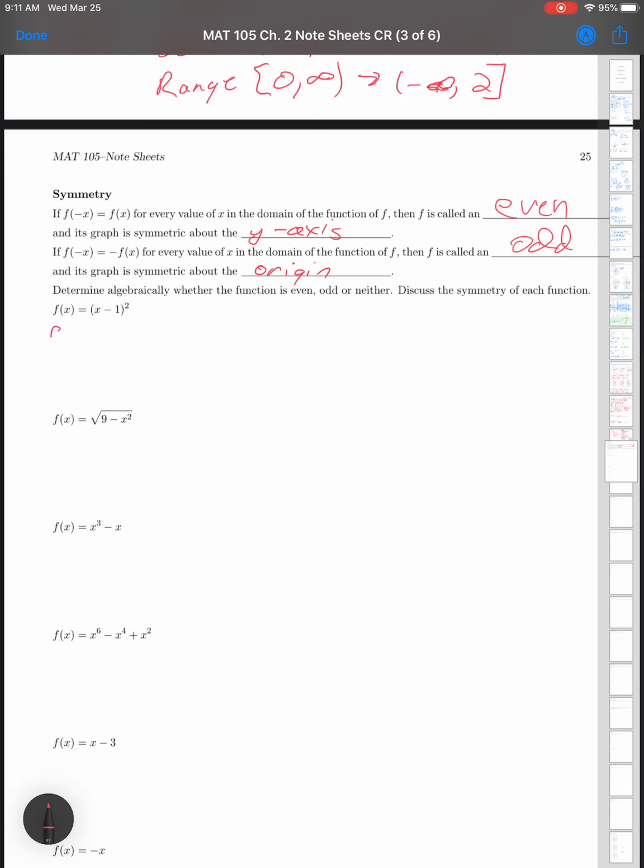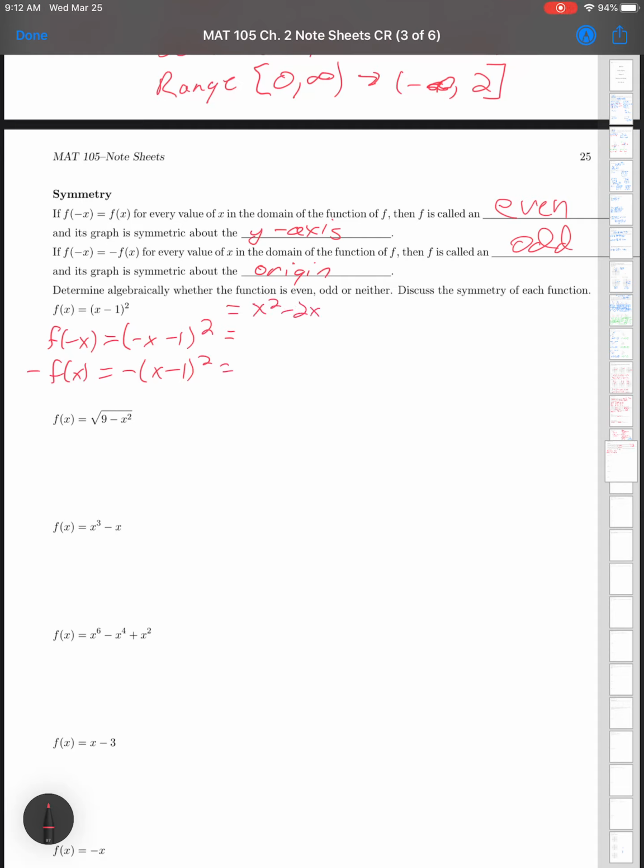Okay, so to figure out if something's even or odd, what we need to do is find f of the opposite of x and the opposite of f of x. To find f of the opposite of x, you just plug in the opposite of x for x in the function. And to find the opposite of f of x, you just take the opposite of the whole function. Okay, and then we want to compare these three.